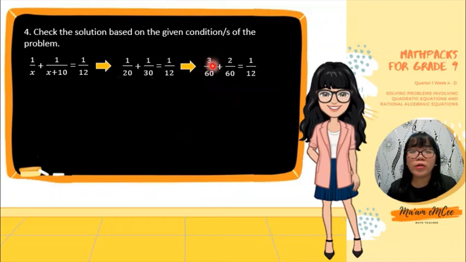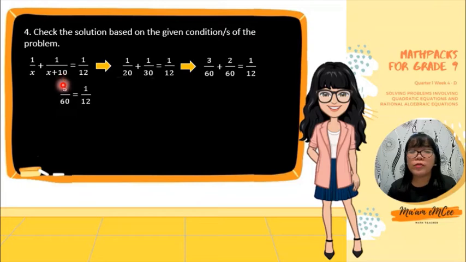So in adding 3 over 60 plus 2 over 60, we just add 3 plus 2. And that is equal to 5. Then we copy the common denominator, which is 60. So 3 over 60 plus 2 over 60 is 5 over 60. Now the question is, is that equal to 1 over 12? Now to know, we need to reduce 5 over 60 to lowest term.